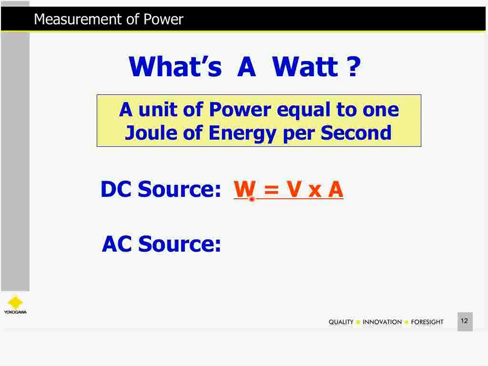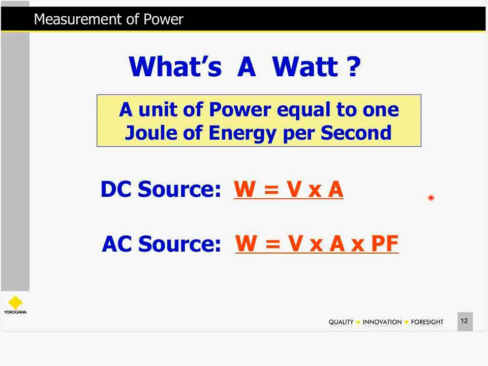So in a DC source, our wattage, very simply, is the volts times the amps, the measured voltage times the measured current. Now with an AC circuit, don't forget it's the volts times the amps times the power factor. We're going to be talking about power factor a little bit later, but in AC we do have to keep that power factor component as a part of our measurements.